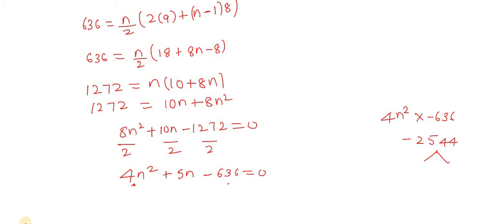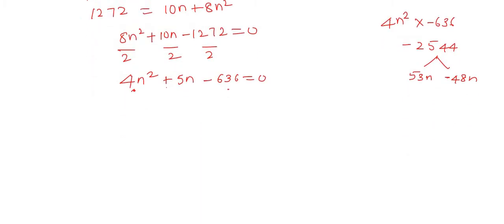Now we need to split this. See here, 4n square into minus 636, so we get minus 2544. We need to split in such a way that we split into two numbers such that the product of those numbers is equal to 2544 and the sum of those numbers is equal to plus 5. Okay, so which numbers? Guess it. So it is nothing but we can write here 53n and 48n, and we want plus 5, so you can write minus for the 48.